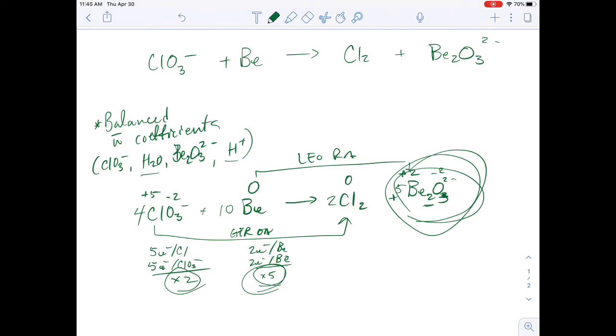Now I've got 4 chlorines on both sides, 10 berylliums on both sides, and then I need to balance my oxygens using water. So 4 times 3 is going to be 12 oxygens on this side, and 5 times 3 is 15 oxygens on this side. So I add 3 waters to this side. Then in the reactants, I have 6 hydrogen ions, and in my products, I'm going to need to have 6 hydrogen ions. And now it is balanced. I've got a total of 4 times -1, which is 4 negative on this side. Over here, I've got 5 times 2, which is 10 negative, but then I have 6 positive, so I have a total of 4 negative on both sides. So the reaction is balanced that way.